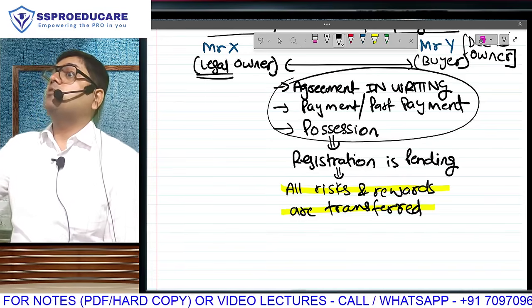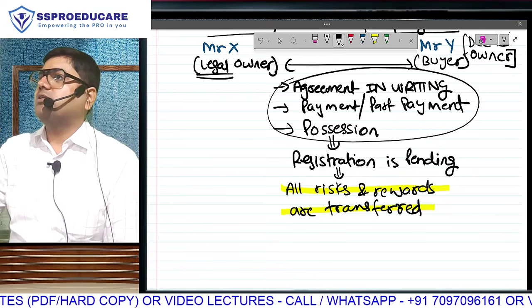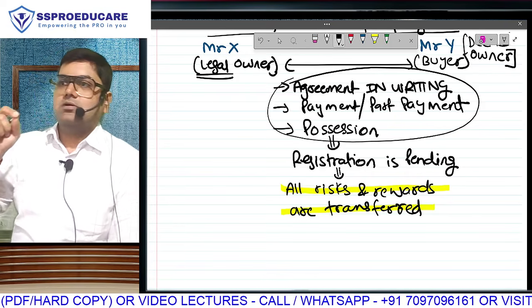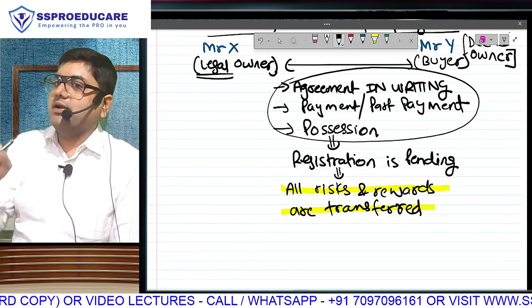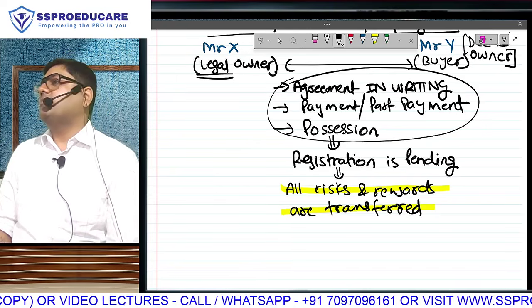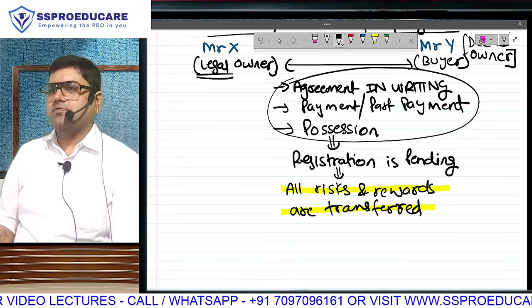And income tax is only borrowing this from the Transfer of Property Act. On paper, who is the registered owner? X. But we will consider Y as the owner. Whatever rent comes during this period will be received by Y, and it will be taxable for Y.